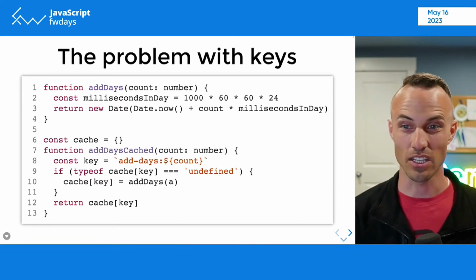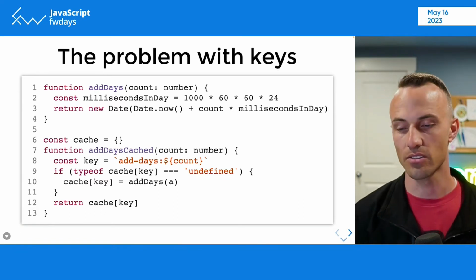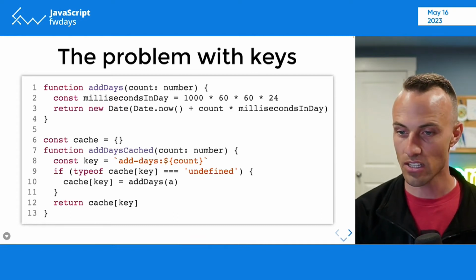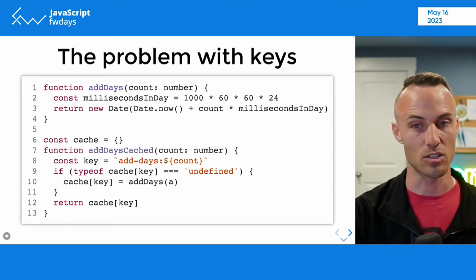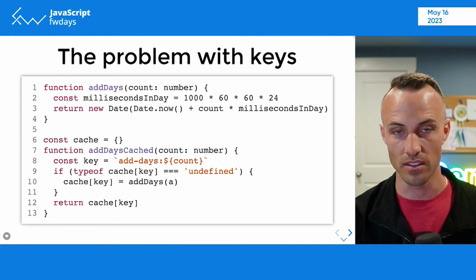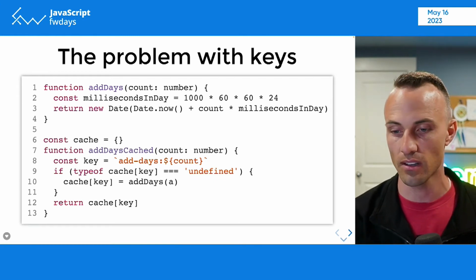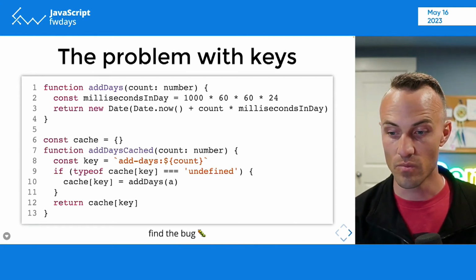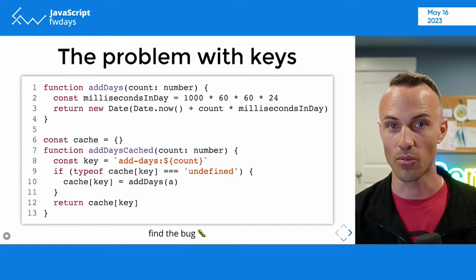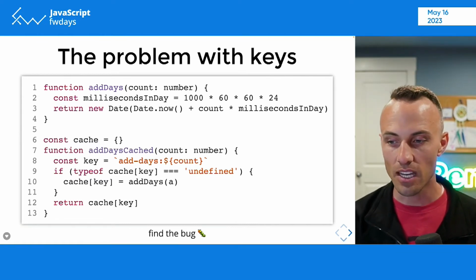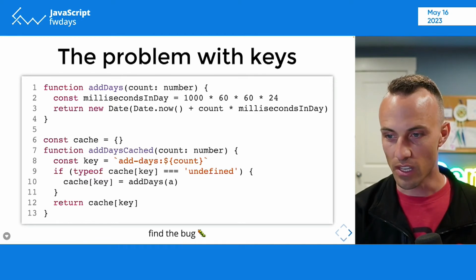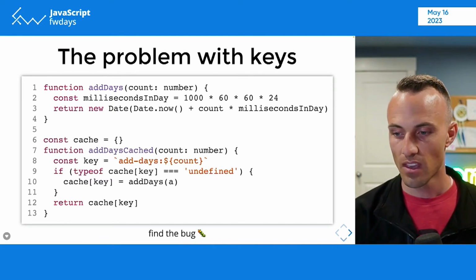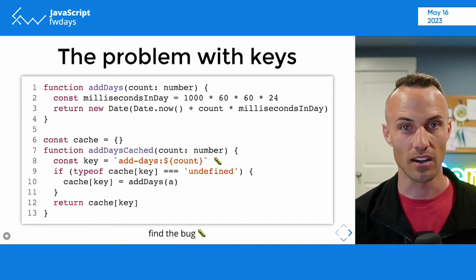And so we want to cache this for various reasons. So we decided to make an add days cached. We have a key that is very specific to the inputs that we're receiving, but there's a very big bug in this, and I want you to think about that for a second. Where could the bug be in this implementation? Well, the bug is right there on the key.